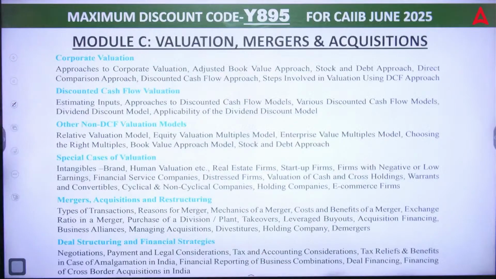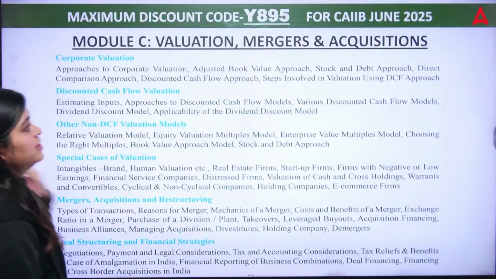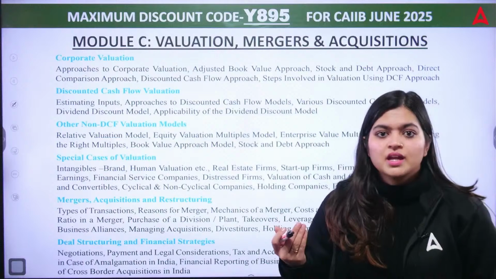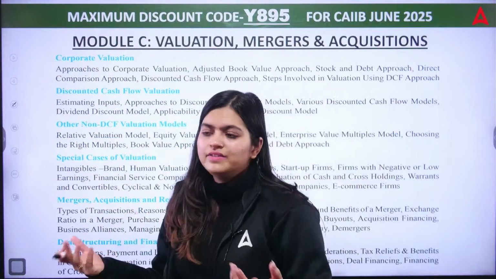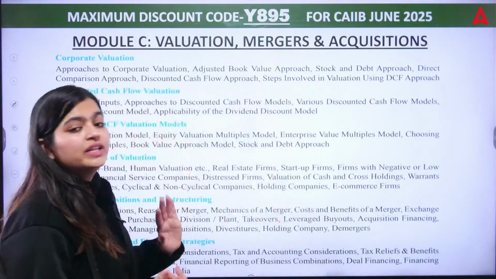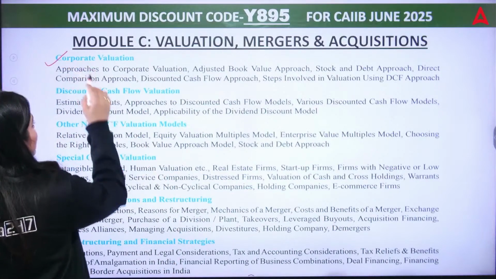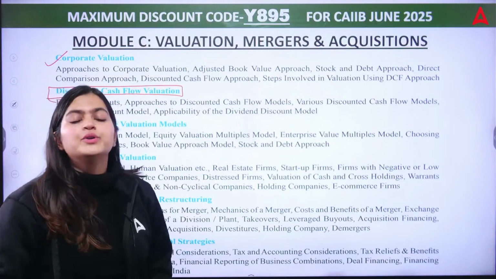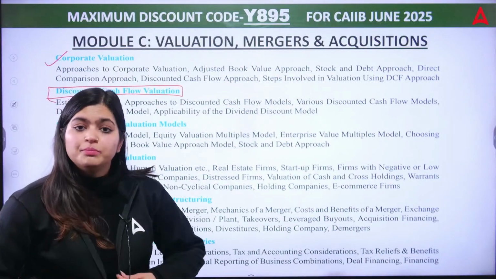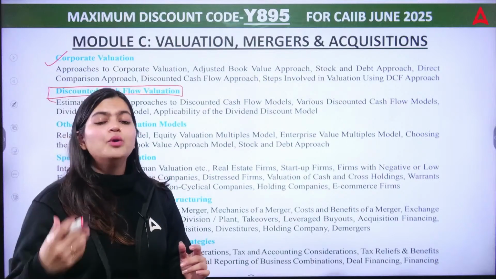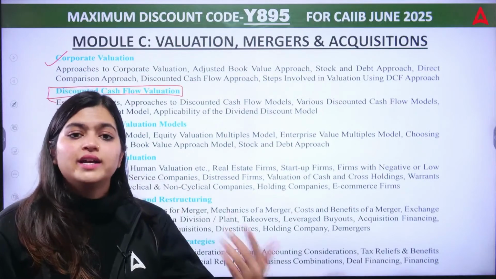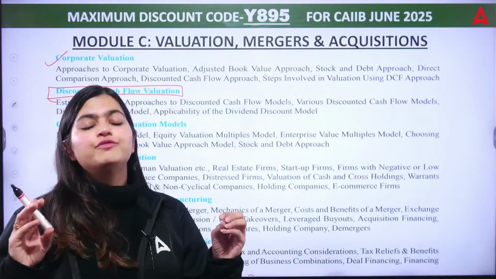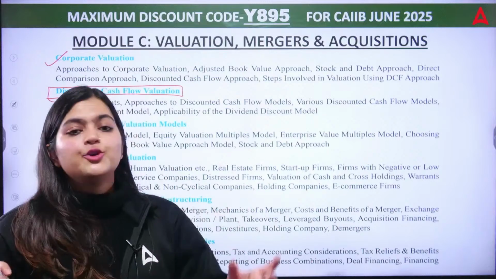Okay. Then let's talk about module C, that is your valuation, mergers and acquisitions. This is a new module. Earlier in your JIB, we never talked about these things. This is totally new. In this, like corporate valuation, discounted cash flow, they are asking how you are going to calculate. If you want to merge any particular company, then how you are going to value that company. So there are different methods. Basically this C1 is again a combination of both theory and numerical.